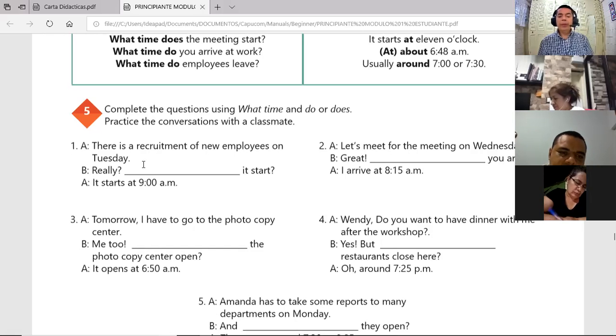Two, repeat after me. Let's meet for the meeting on Wednesday. Let's meet for the meeting on Wednesday. Great.